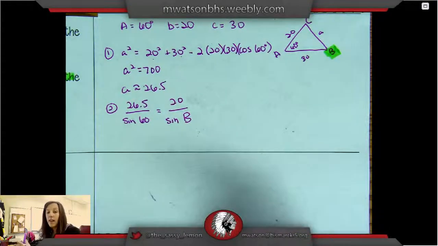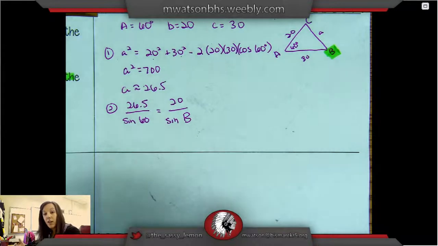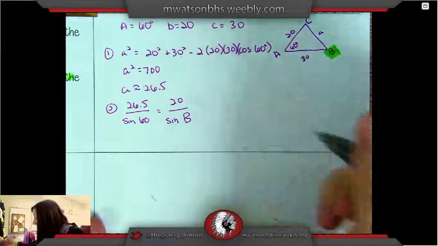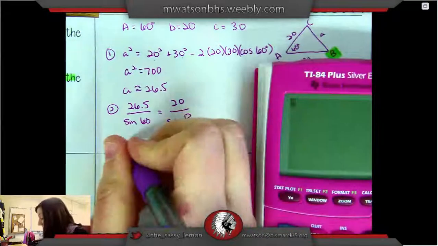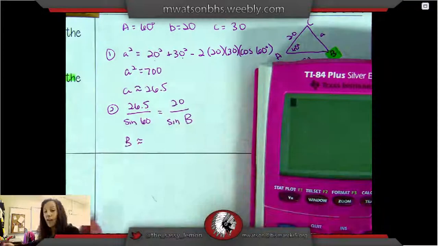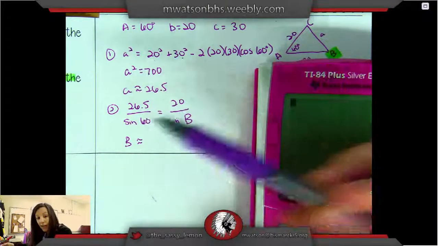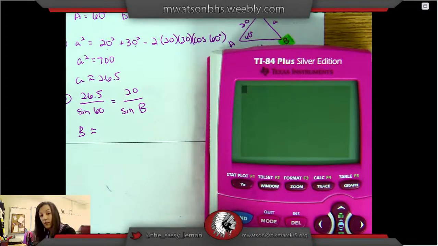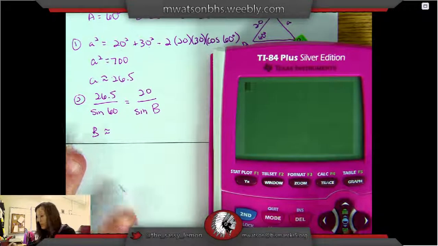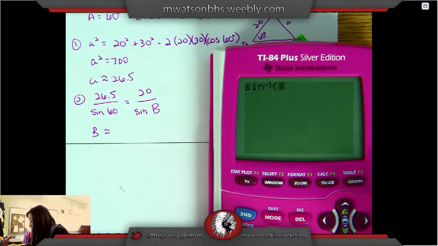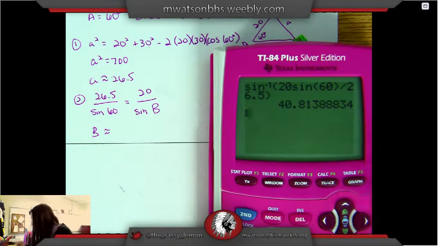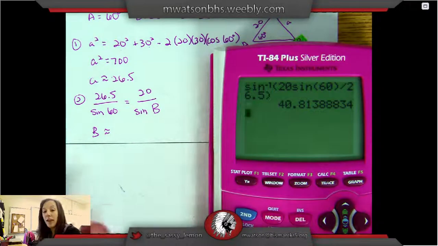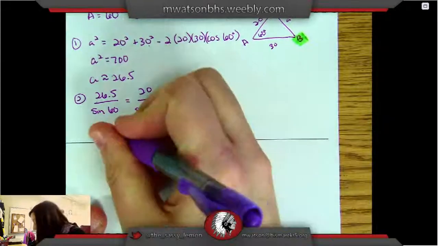At this point it's just like skill 32 where we had to solve for the missing B. I'm going to go ahead and just say B is congruent to, because I know I'm going to cross multiply, divide, and then take the inverse sine. For you, you might want to write out all of that work, but I'm not going to. So the inverse sine of 20 sine of 60 divided by 26.5, and I get 40.8. Since we're finding degrees, that's going to be 41 degrees.